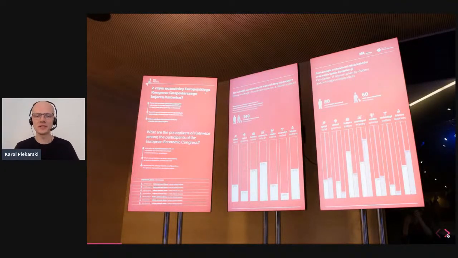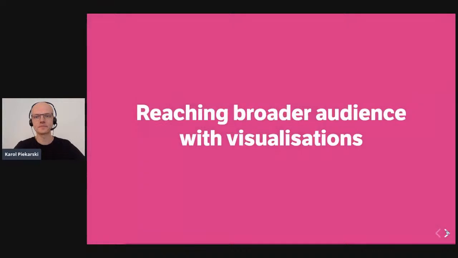And what you can also learn from that project is that you don't need to create very fancy visualizations in order to draw the attention of people. You can see that these are very simple bar charts that were developed 200 years ago. But if you have a good idea, if it's well developed and it has a nice context, you can draw the attention of people and get them involved in your project. So, as I said, it's all about reaching a broader audience with visualizations.